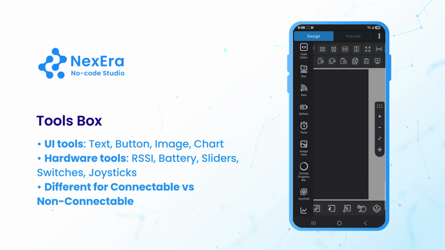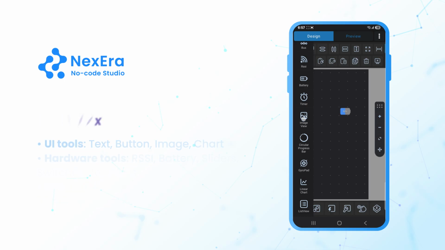Inside the toolbox, you will see everything from text view, buttons, charts, and images, all the way to hardware-related tools like RSSI indicators, battery display, sliders, switch, and joysticks. Either way, everything you need to design your app's interface starts right here in the toolbox. You just need to drag and drop, or simply double tap on each tool that you need.